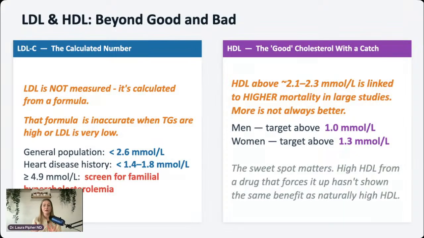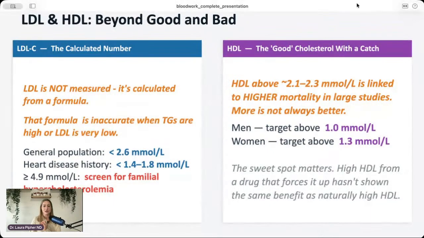So LDL's job is to carry cholesterol out to your body's tissues, and HDL carries it back to the liver to be cleared. And so HDL is primarily called your good cholesterol because it is the one that brings it back to the liver to get cleared. But it is a little bit more complicated than that if we're looking at LDL and HDL.